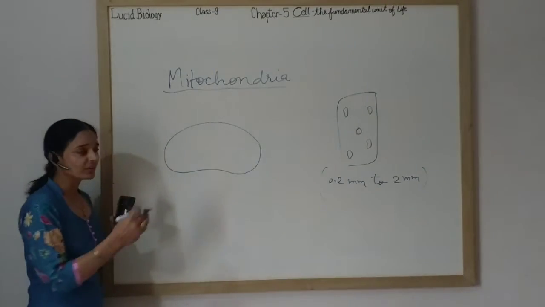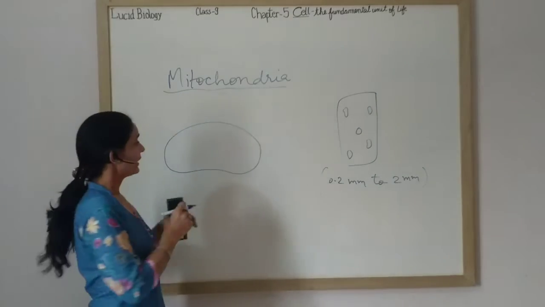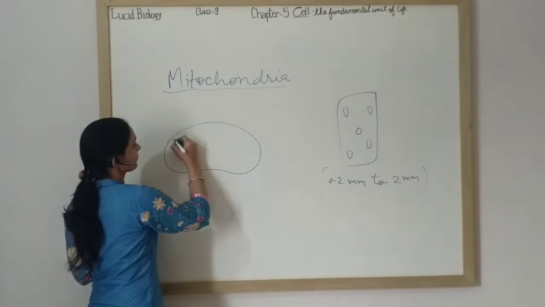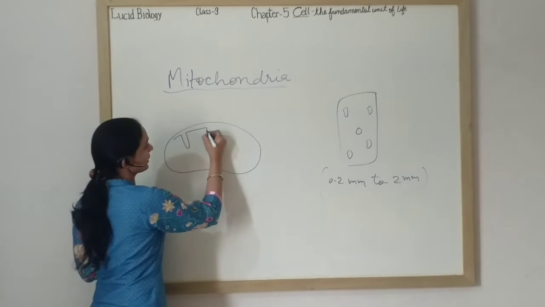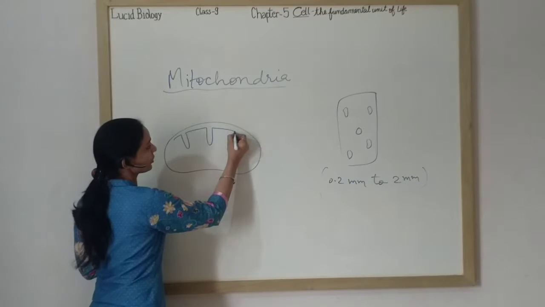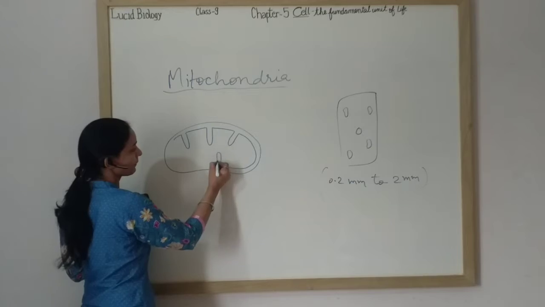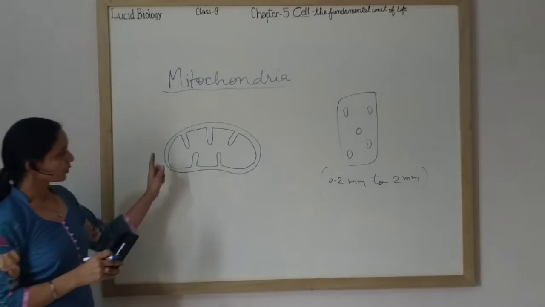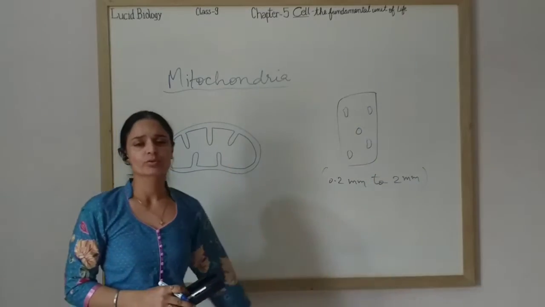It is double membrane. This is the outer membrane, and its outer membrane is porous. Its inner membrane is deeply folded. Now I am going to make the inner membrane, which shows deep folds. These are the folds. It is bent to increase surface area. So this is the diagram, and you can increase the number of these folds. There is no such rule.